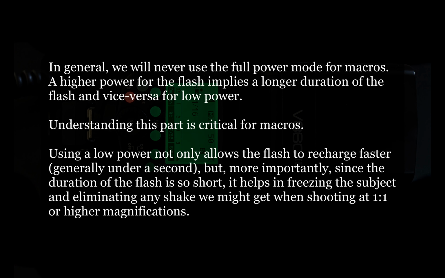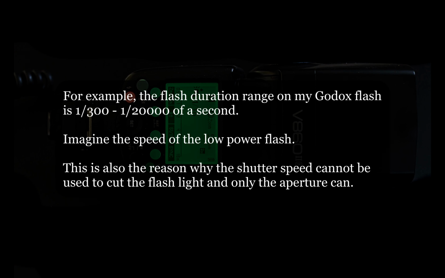Understanding this part is critical for macros. Using a low power not only allows the flash to recharge faster, which is generally under a second, but more importantly, since the duration of the flash in low power modes is so short, it helps in freezing the subject motion and eliminating any shake that we might get when shooting at 1:1 or higher magnifications. For example, the flash duration range on my Godox flash goes from a 300th of a second to 20,000th of a second. Just imagine the speed of the low power flash.